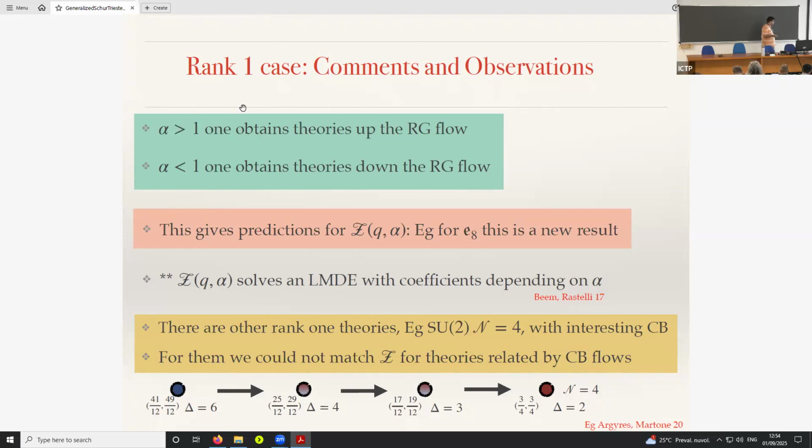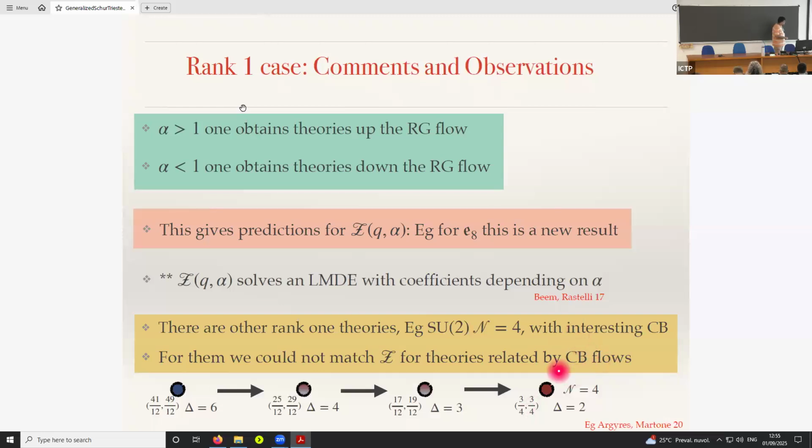And the answer is no. There are other rank 1 theories that one can consider. For example, SU2 N equals 4 theory. It's also a very nice rank 1 interacting theory that we can study. You can compute the index, this generalized index, as a function of alpha, and for no value of alpha do you get an integer expansion of the index except alpha equals 1, okay?